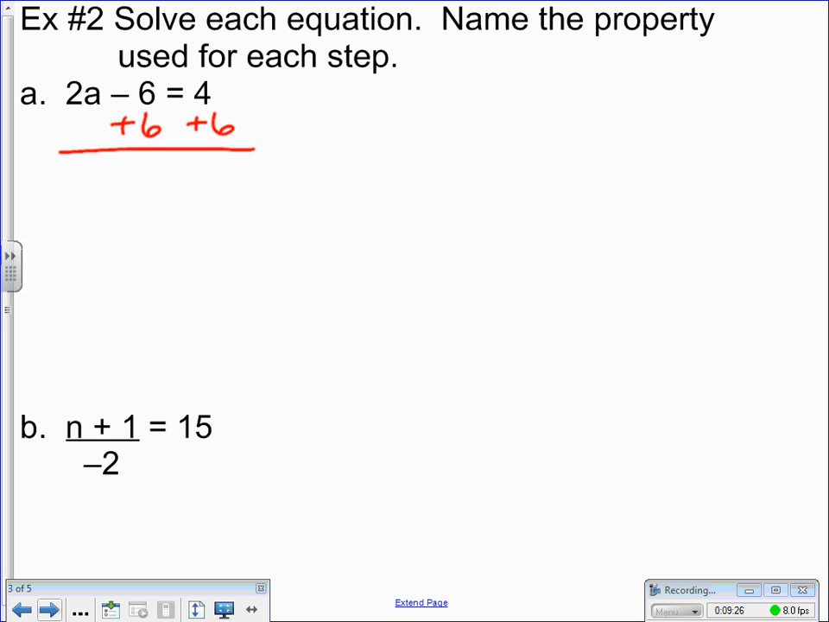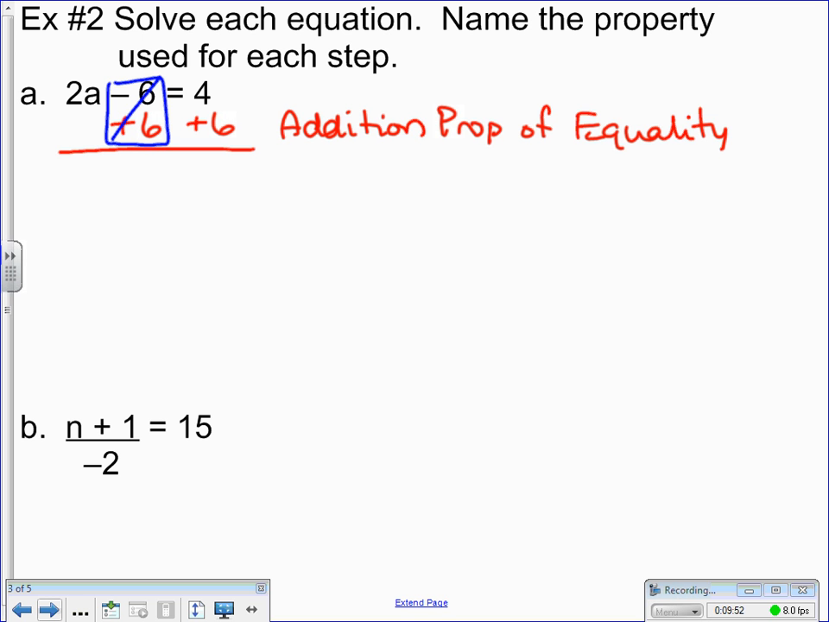Now, if you add 6 to both sides, that's the addition property of equality. Now, you normally don't have to write out the whole thing. Most people just write addition property. Now, that's adding the 6. I didn't actually add the 6. Now, you know if you have a -6 and a +6, they cancel out. There's a property that says a -6 and a +6 cancel out. That would be the additive inverse.